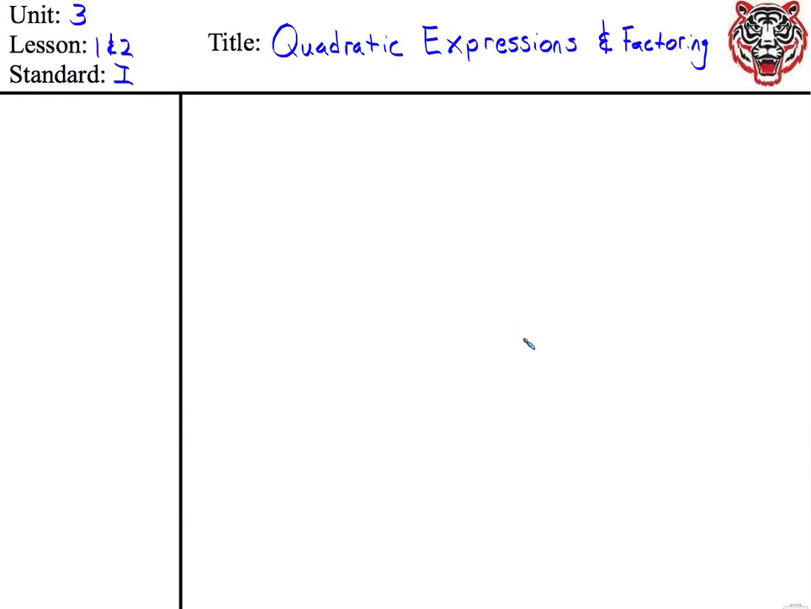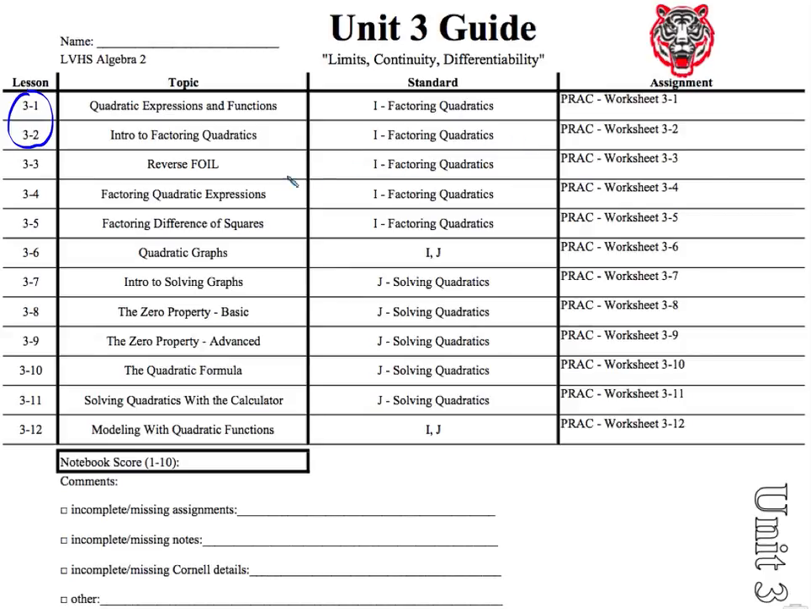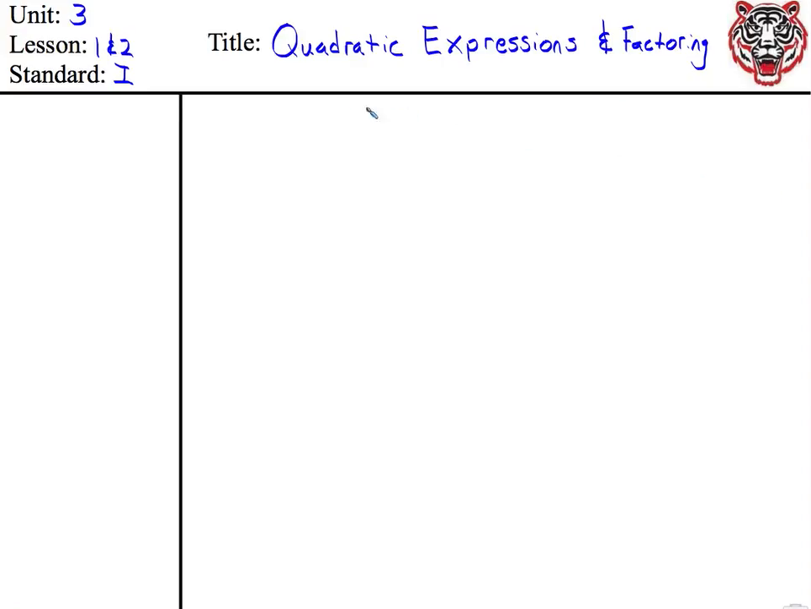Yeah, so we're doing 2 lessons today because they're both really short and they're both kind of review. So we're doing lesson 1 and 2. We are on Standard I. If you take a look at our unit guide, we're just doing kind of the intro to quadratics and then intro to factoring quadratics. So this is really like how to FOIL, if you have forgotten. All right, so let's do the question.